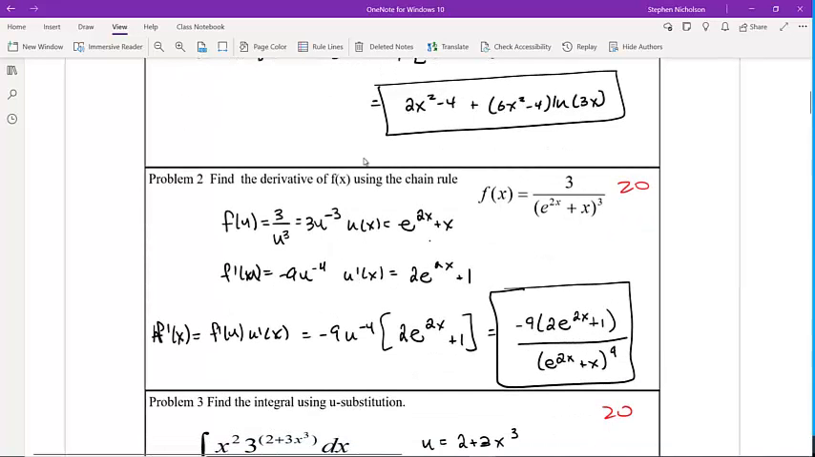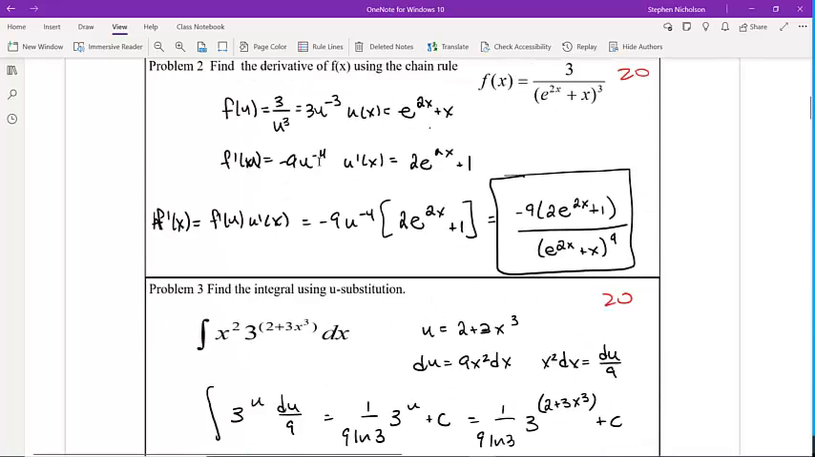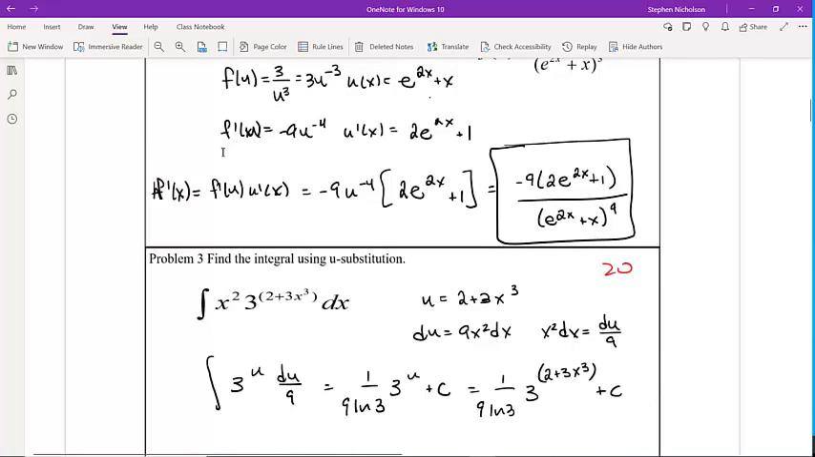So f prime of x equals f prime of u times u prime of x. So this is f prime of x, f prime of u, this is u prime of x. And then you plug u back in. I move this to the denominator to make the exponent positive. You can also see the points, 20, 20, 20, most of them are 20.